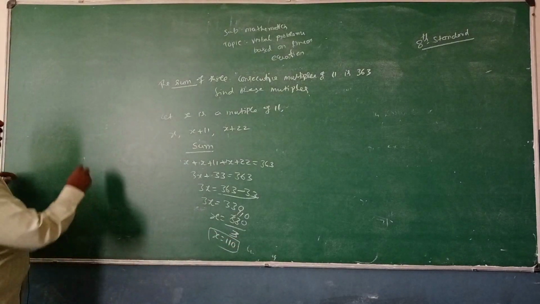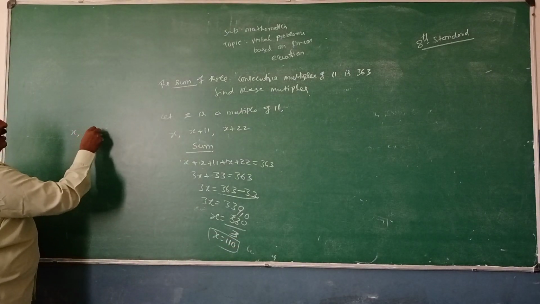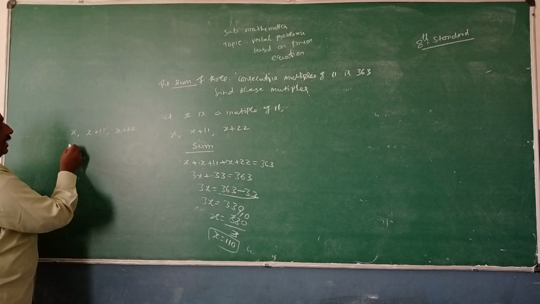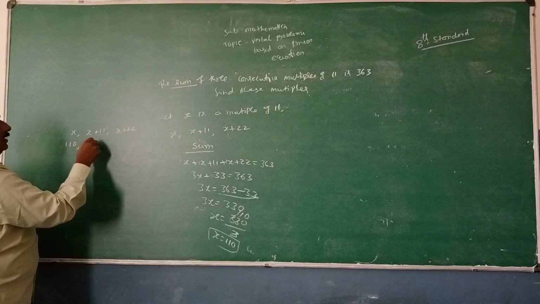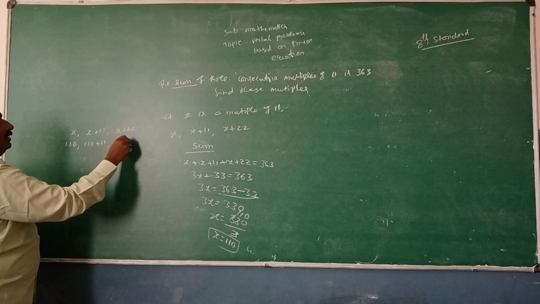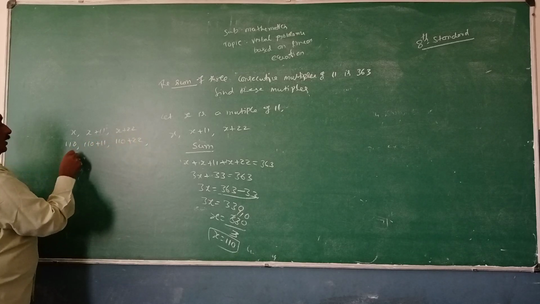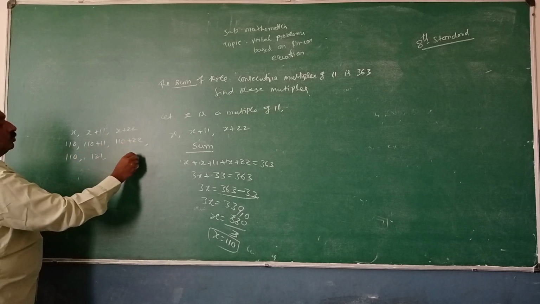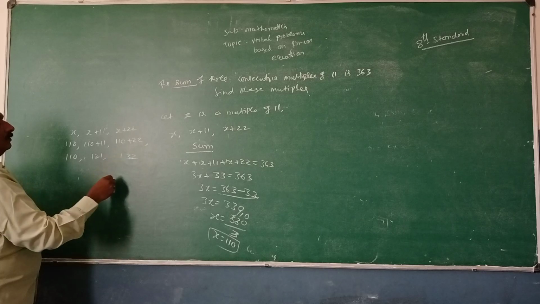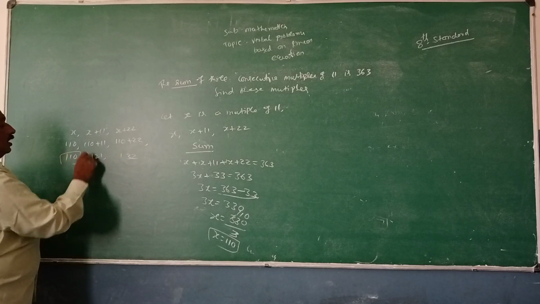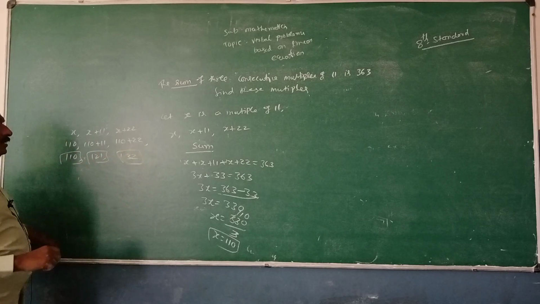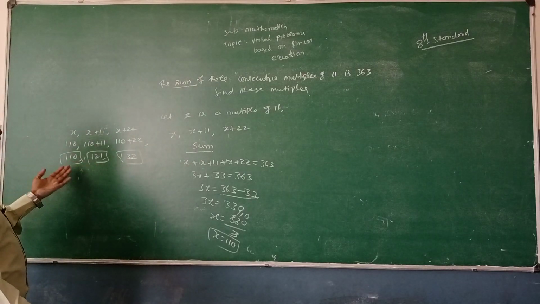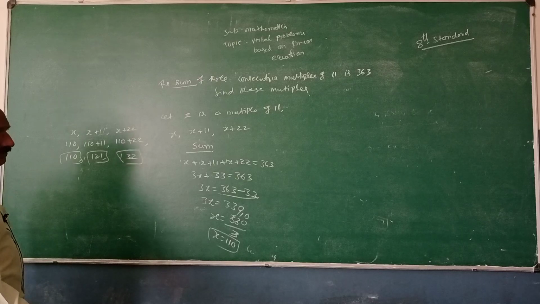Let the multiples of 11 be x, x plus 11 and x plus 22. What is x? 110. So 110, 110 plus 11, 110 plus 22. The numbers are 110, 121, 132. When you add up all these, what do you get? 363. So our answer is correct.